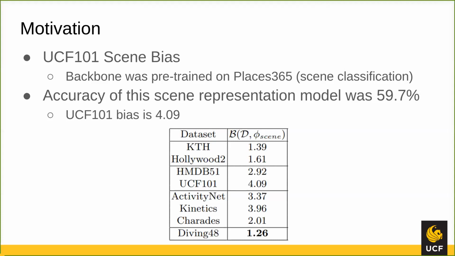So that's pretty high. You would expect that if it was completely random, it would get 1 in 101 correct, which is about 1%. So it'd be 60 over 1, and you take the log of that, which is 4. And so UCF was actually the highest bias that they found in datasets. Some other common datasets, Kinetics is another large one that has about 4, and then Diving48, which we'll talk about later, was actually the dataset specifically designed to have low bias. But I'll talk about that more later.